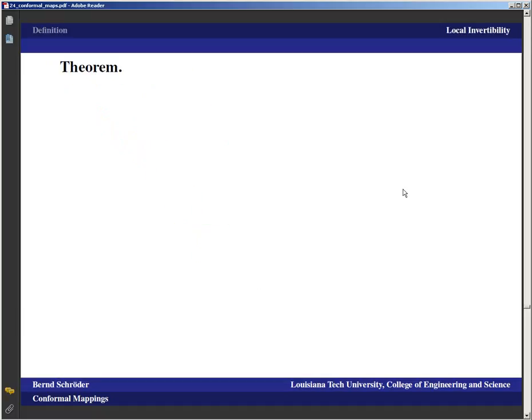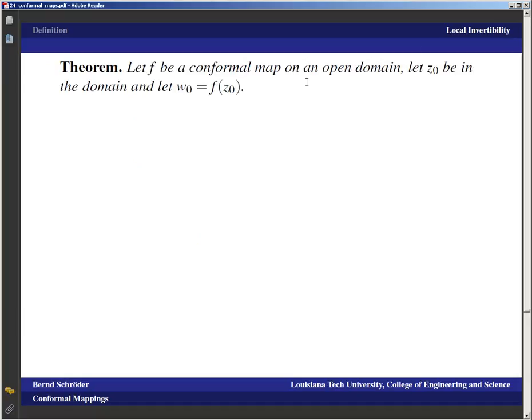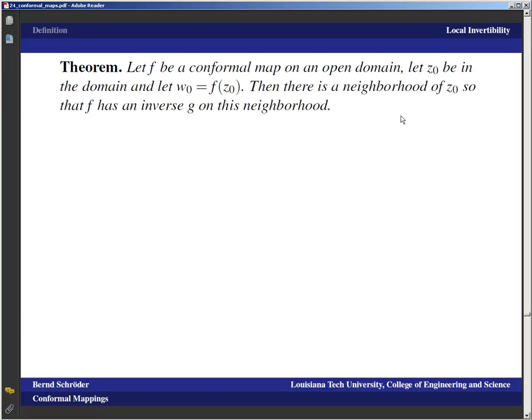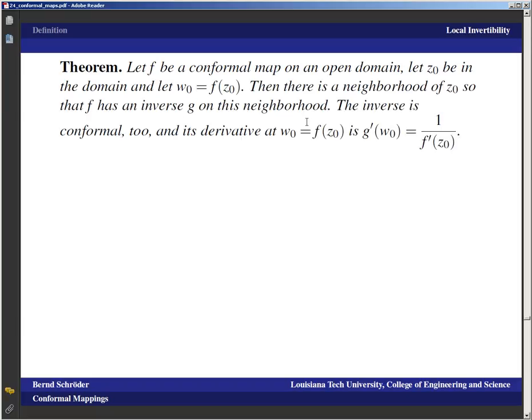Well, let's take a look now at the local invertibility, and here's where we're actually going to dodge one bullet. We take a conformal map on an open domain, and we let Z0 be in the domain, and W0 be f of Z0. Then there is a neighborhood of Z0, so that f has an inverse G on this neighborhood, and this inverse is conformal too, and its derivative at W0 equals f of Z0 is G prime of W0 equals 1 over f prime of Z0.